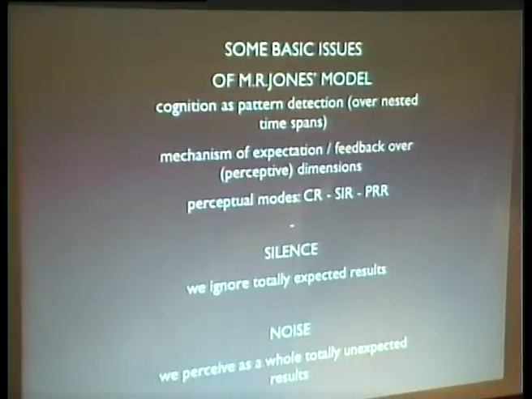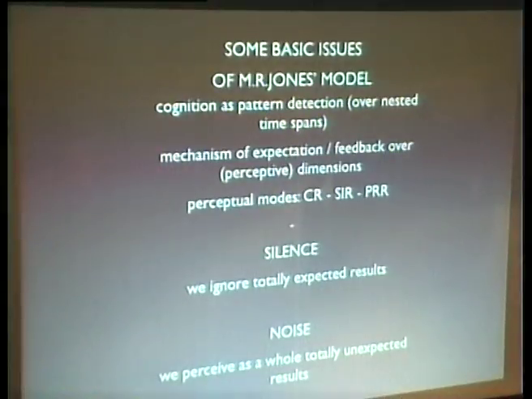I'm just listing a few basic issues of this model. What I can say here is that Mary Jones' model of music perception is seen as pattern detection, of course, and that's why I'm talking about this, and over nested time spans. Especially, this mechanism of perception is a continuous, recursive feedback between expectation of something, that of modification, of change over some perceptual dimensions, and feedback. That means responding to what actually happened, to the results of the expectation.